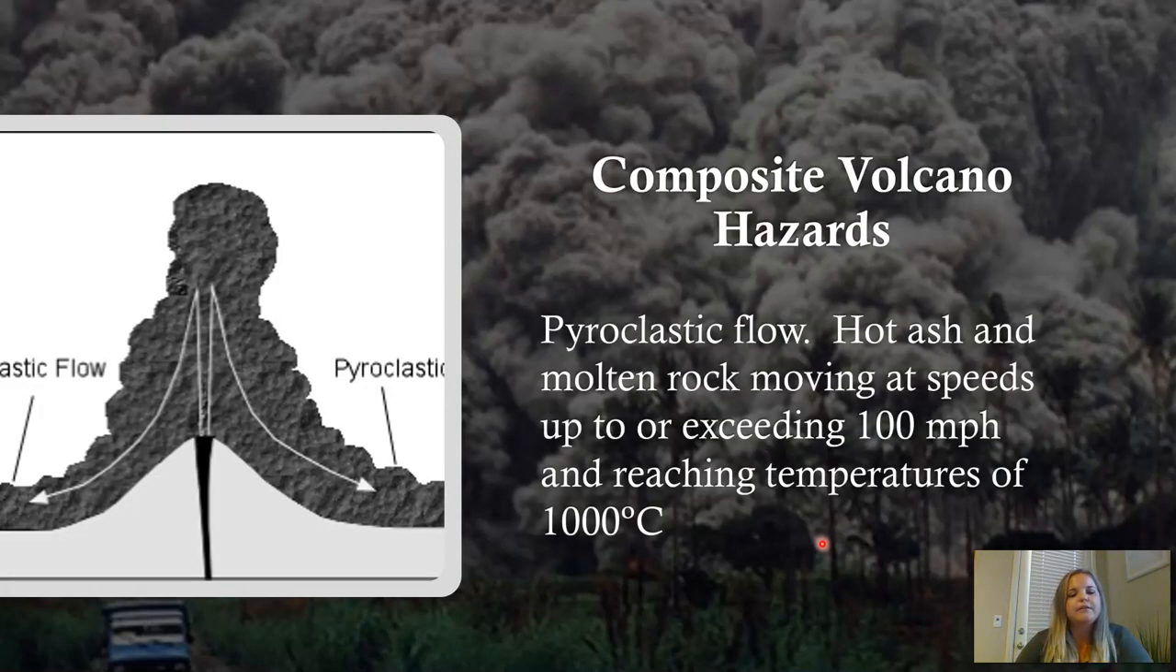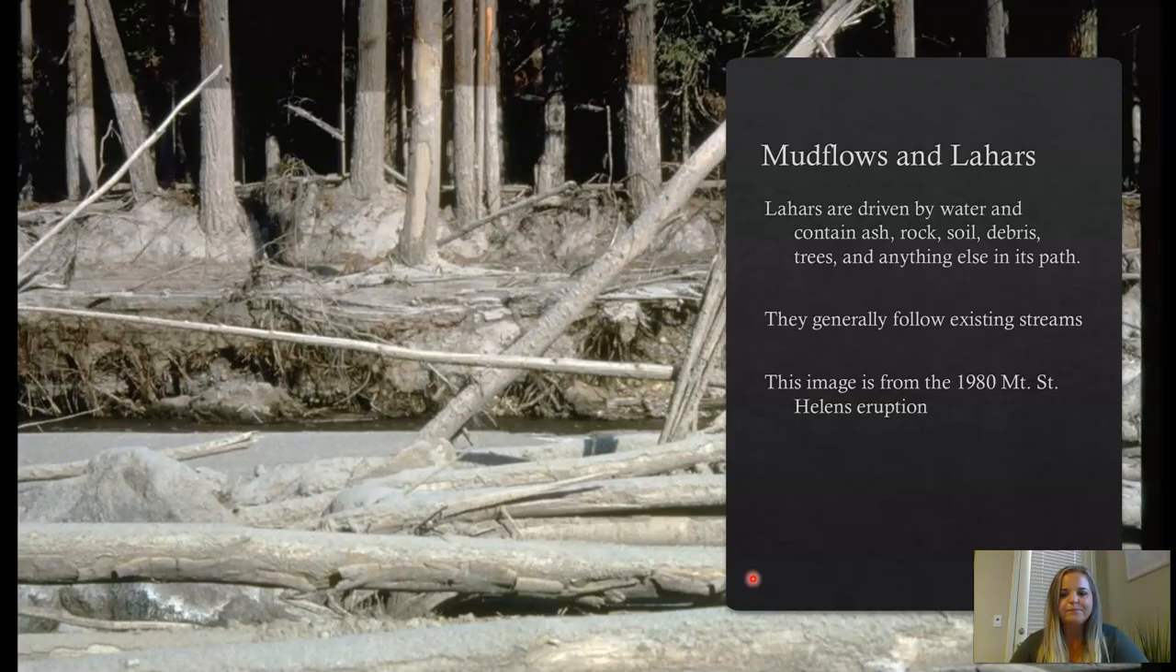This is a picture of a pyroclastic flow. Like I said, these are hot ash and molten rock that are coming down the mountain at 100 miles per hour, and they can reach up to 1,000 degrees Celsius. So they're pretty scary, and you can't really outrun these.